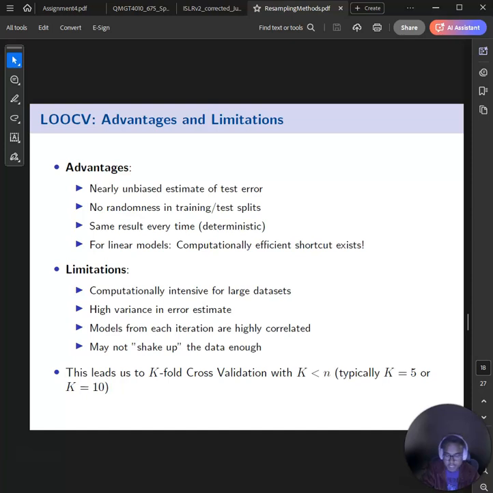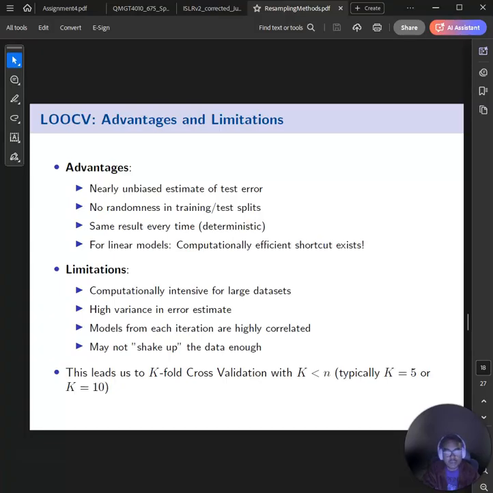For large data sets, like data sets with millions of observations, it can be computationally intensive since we are training n different models. So if you have a data set with a million observations, you will need to run a million different regressions to implement this, and that can be exhausting.